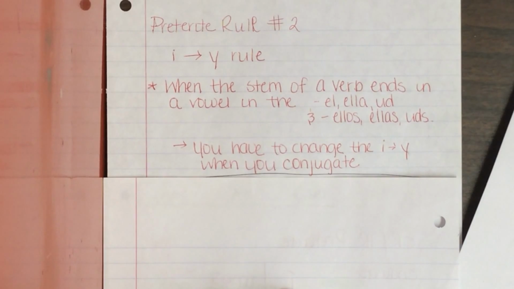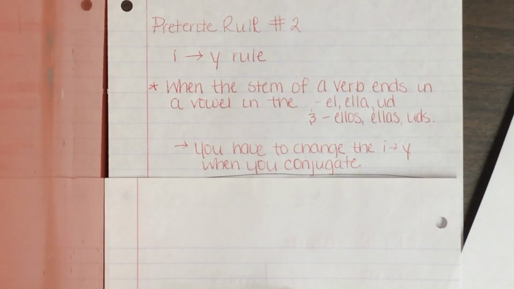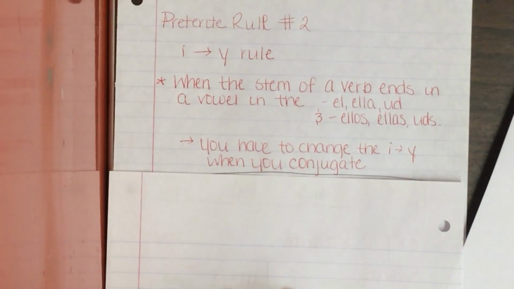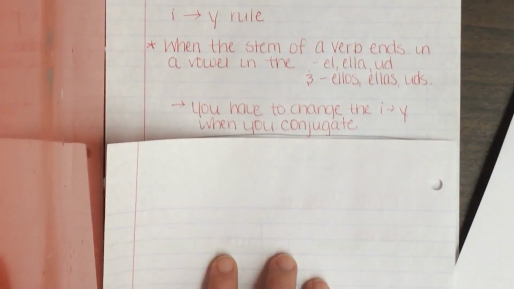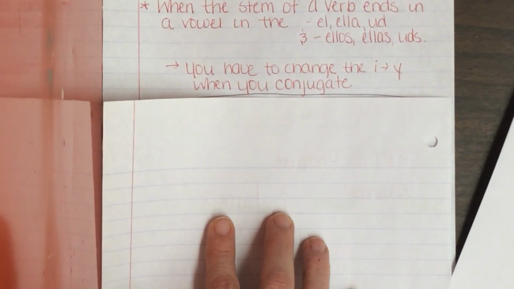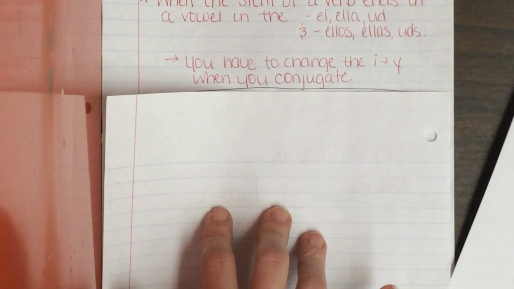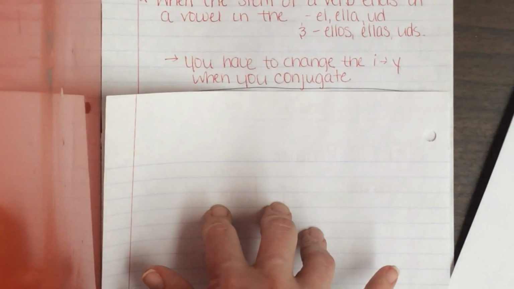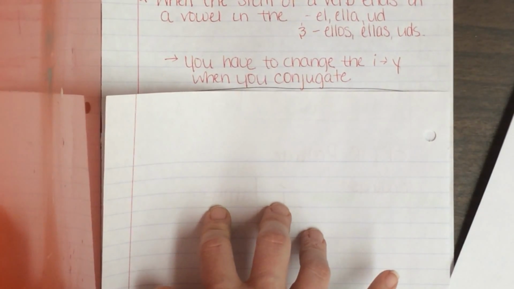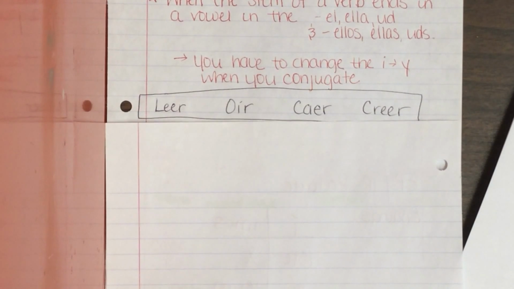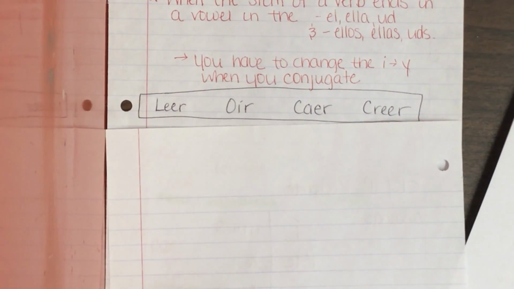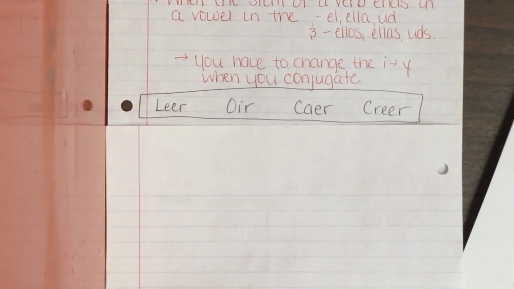Now, lucky for you guys, I've compiled a short list of the most commonly used ones for us, but this is not an exhaustive list. Just like preterite rule numero dos is not an exhaustive list. There are many more whose stem ends in a vowel, but these are the 4 that we will most commonly use. And they are leer, oír, caer, and creer.